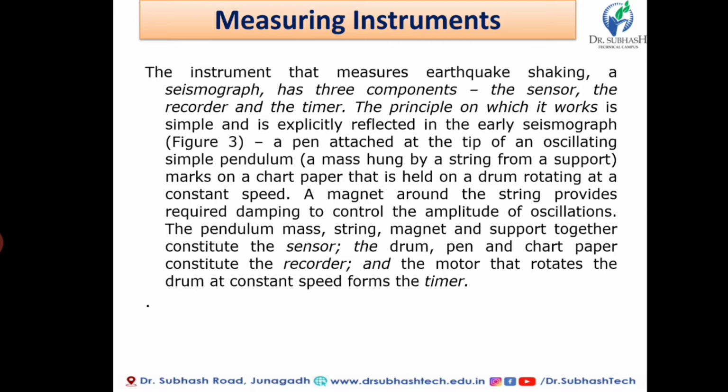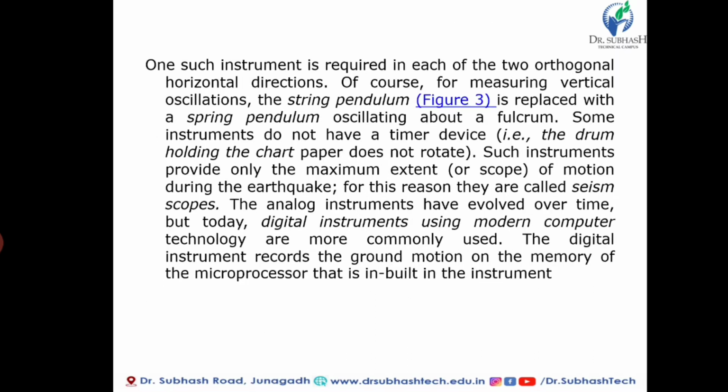Now we will see the figure of the seismograph. One such instrument is required in each of the two orthogonal horizontal directions, or a course for measuring the vertical oscillation. Also, the string pendulum may be replaced with a spring pendulum, so we can measure in two directions, with rotation about the drum.